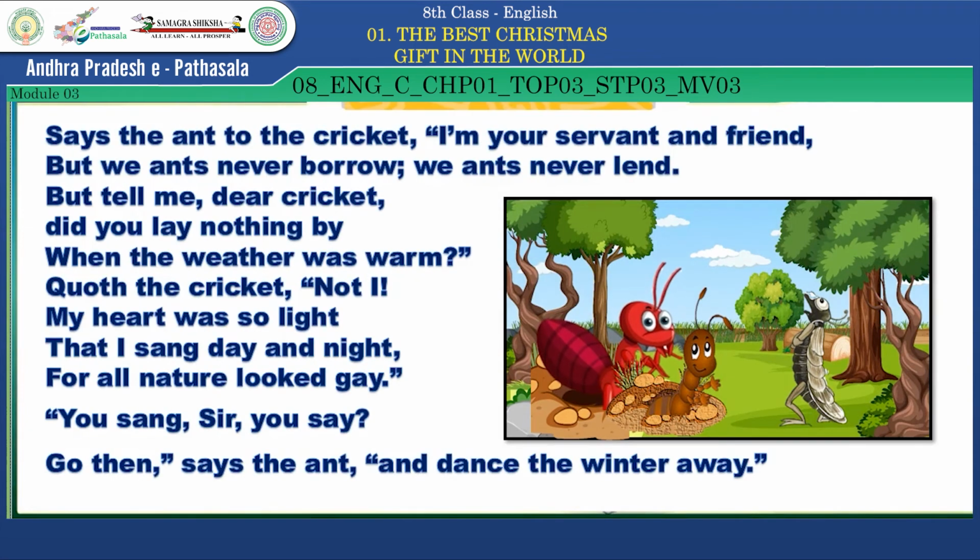Says the ant to the cricket, I am your servant and friend, but we ants never borrow. We ants never lend. But tell me, dear cricket, did you lay nothing by when the weather was warm? Quoth the cricket, not I. My heart was so light that I sang day and night, for all nature looked gay. You sang, sir, you say. Go then, says the ant, and dance the winter away.